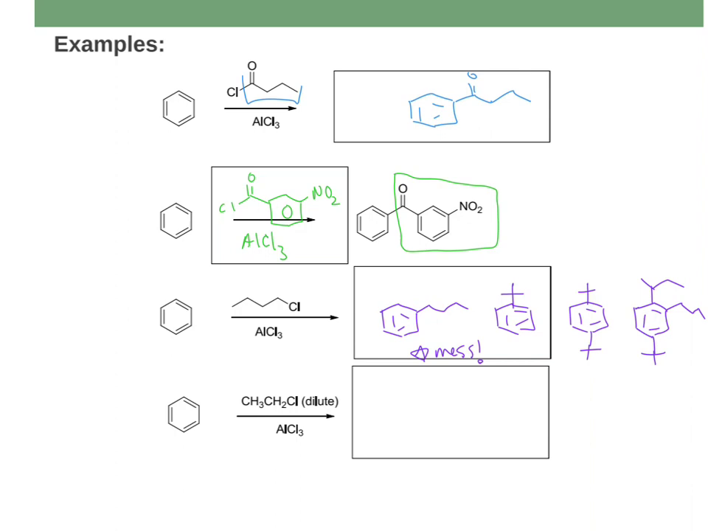And then lastly, for this one, I just have an ethyl group. I'm just trying to put on CH2CH3. That can't really rearrange on me. And it says this whole thing is really dilute, so I don't have to worry about polyalkylation then. Probably I'm just trying to make that. And that's okay. I can just say I make that.